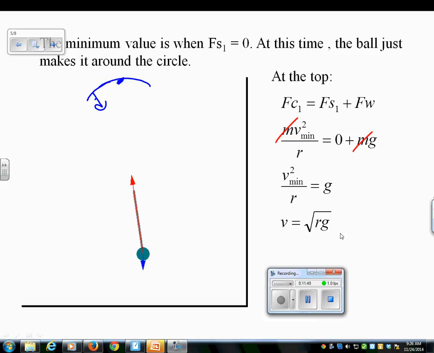The minimum speed that you have to go to maintain that circular motion in a vertical circle is equal to the square root of R times G. Radius times gravity. There's only one thing that changes there. Gravity ain't changing. Radius.